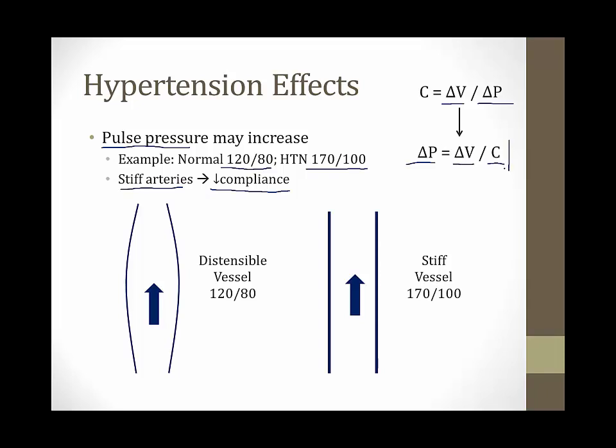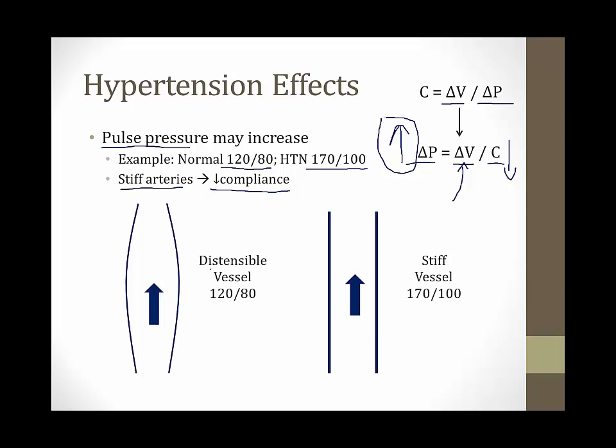When the compliance falls in the setting of chronic hypertension and stiff vessels, this means that the change in pressure will go up. In other words, anytime you push a volume of blood into a vessel, when the compliance is lower, the pressure change that's generated, which is the pulse pressure, will be higher in the setting of a poorly compliant blood vessel. Another way to think about this is as I've drawn on the bottom of the screen.